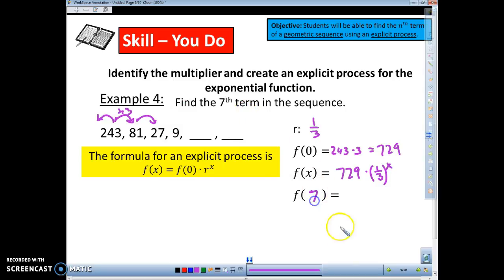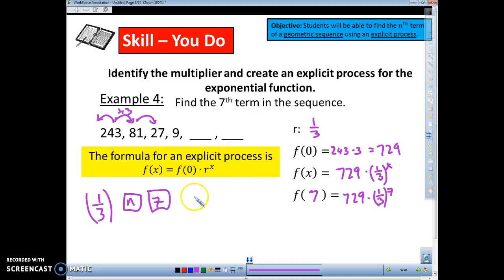Now if I want to find the 7th term in the sequence, I just drop in 7 for x. So 1/3 to the 7th power. So what you should punch in is 1 divided by 3, your caret button, or your exponent button, to the 7th power. And when you do this, you should get 0.00045, something like that. And then we're going to multiply this times our initial value, 729. Okay, and that equals 0.333.